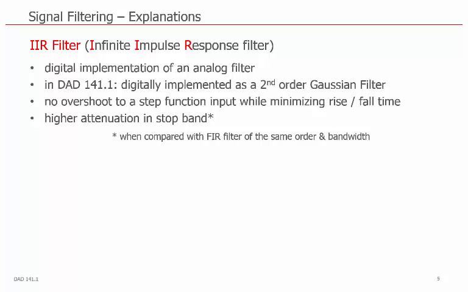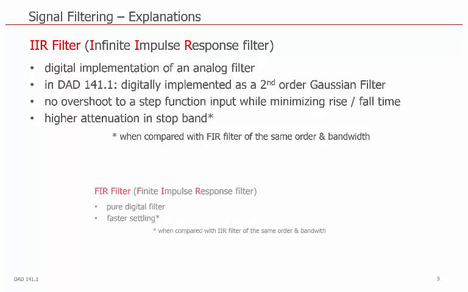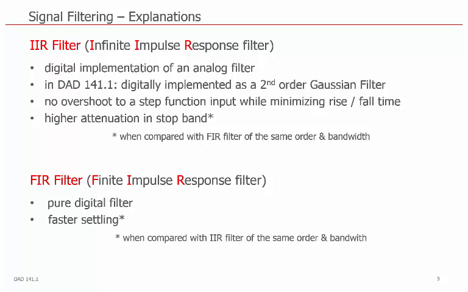rise and fall time, and has a higher attenuation in stop band when compared with an FIR filter of the same order and bandwidth. The FIR filter, this is a finite impulse response filter, which is a pure digital filter, with a faster settling when compared with an IIR filter of the same order and bandwidth.